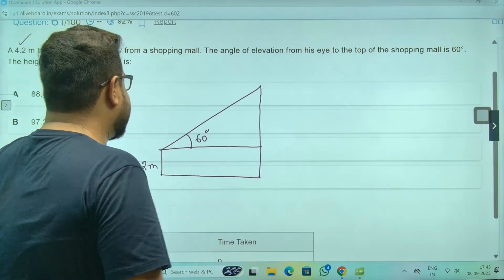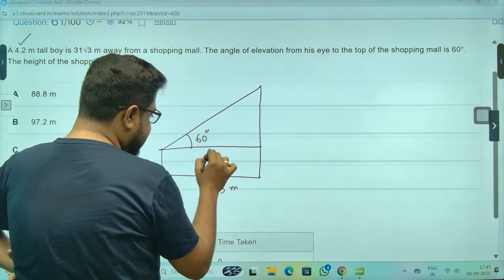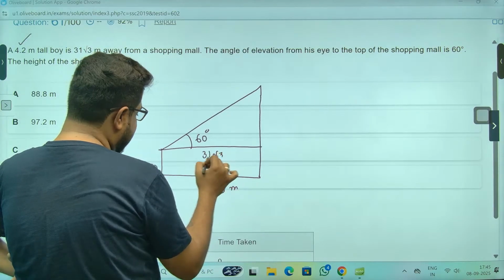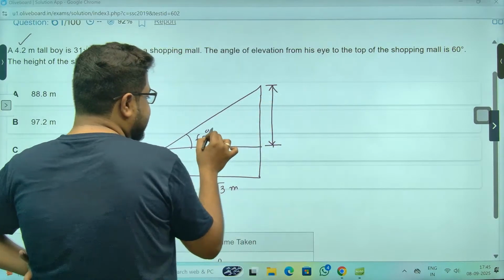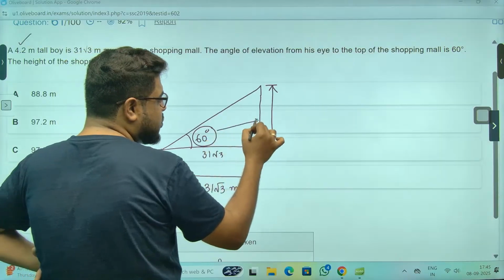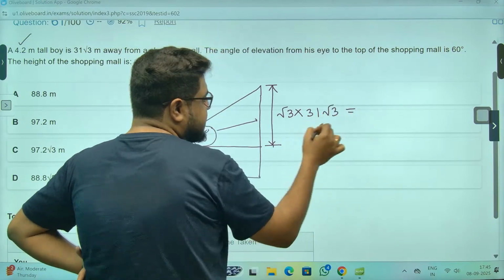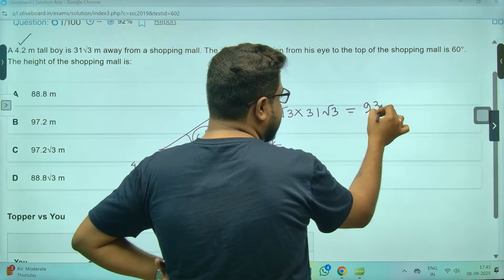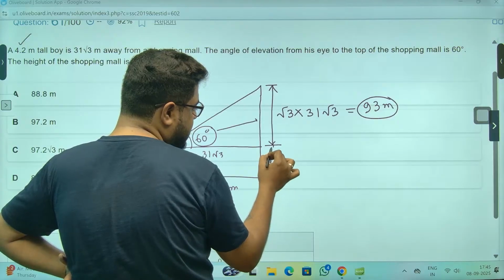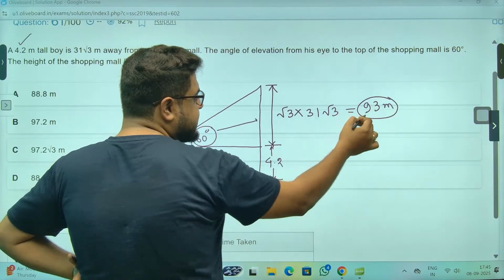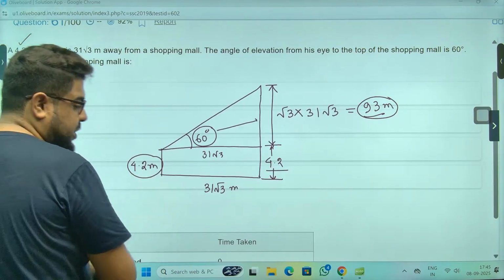The height of the mall. This is 31 root 3, which means this is also 31 root 3. So this height, let's figure it out. This much only. So at 60 degrees, this is 1 unit, so this is root 3 units. So this is root 3 into 31 root 3. This is going to be 31 into 3, that is 93 meters. Now this is 4.2, which means this is also 4.2. So your answer is 93 plus 4.2, 97.2. That is option B, sir.